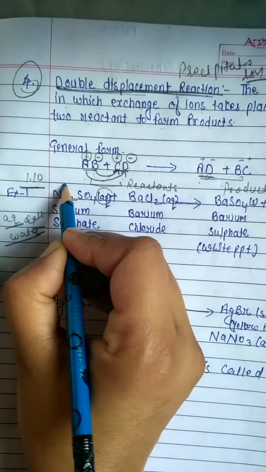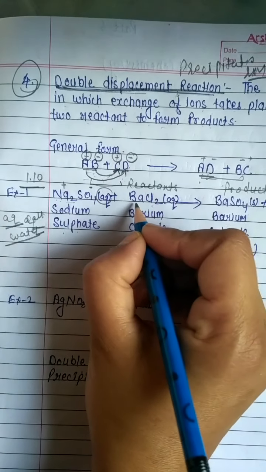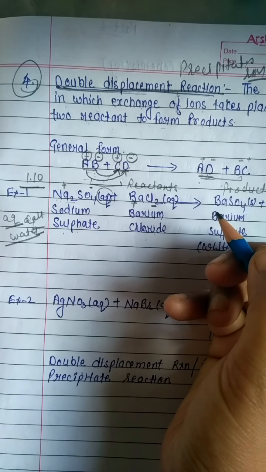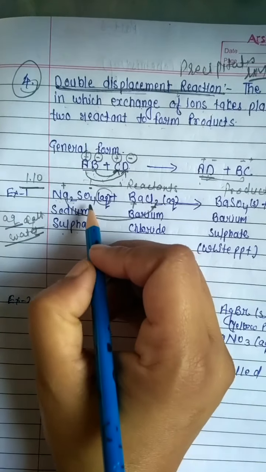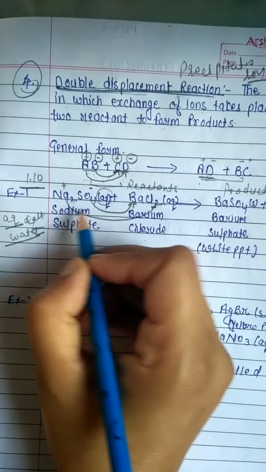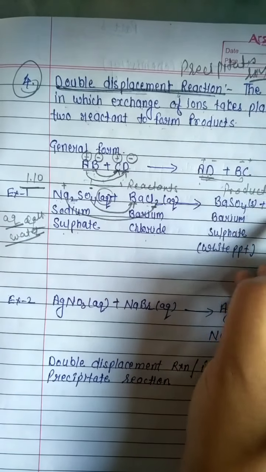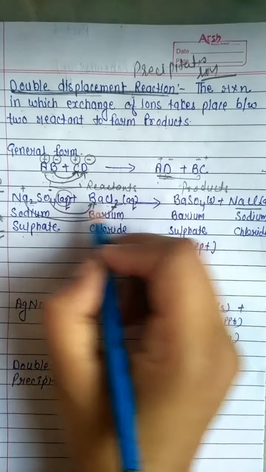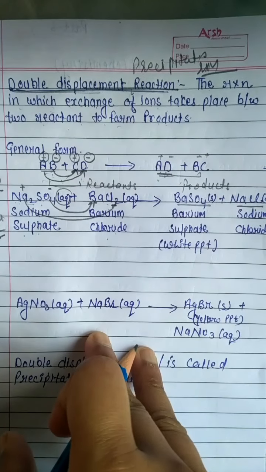In this, sodium contains positive charge and sulfate contains negative charge. Barium contains positive charge and chlorine contains negative charge. Positive moves toward negative and negative moves toward positive. Now the products become NaCl, that is sodium chloride, and the second one, positive negative, is barium sulfate.